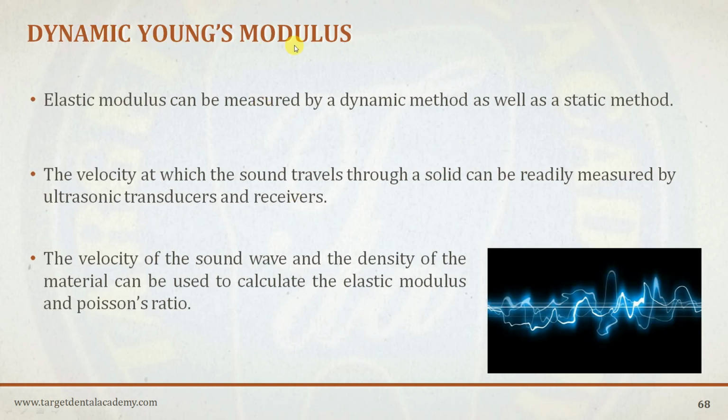Coming on to the dynamic modulus, Young's modulus is the elastic modulus that can be measured by the dynamic method as well as the static method. Static means the rest method, dynamic means moving method. The velocity at which sound travels through a solid can be readily measured by ultrasonic transducers and receivers. So the velocity of the sound wave and the density of the material can be used to calculate the elastic modulus and the Poisson's ratio.